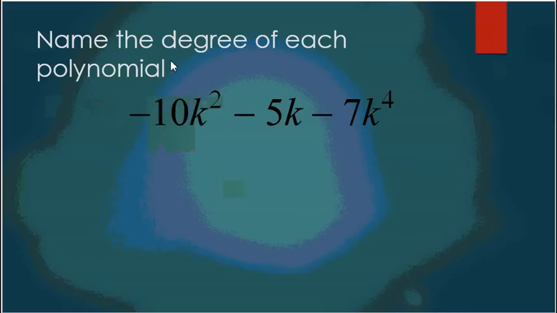All right, in this example, we need to name the degree. So we look at our degrees. 1, this is 2. I can actually put an exponent of 1 right there, and then 4. So 2, 1, and 4, between all of those 3, 4 is the highest. So we'll call this a 4th degree polynomial.